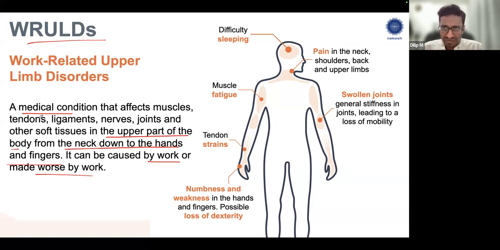Now, here you can see what we discussed earlier: difficulty sleeping, pain in the neck, shoulders, back, and upper limbs, swollen joints, muscle weakening, fatigue, tendon strains, again weakening of those tendons and ligament tissues, numbness and weakness in the hands and fingers, and possible loss of dexterity. Again, dexterity is the ability to move and flex your hands and fingers.